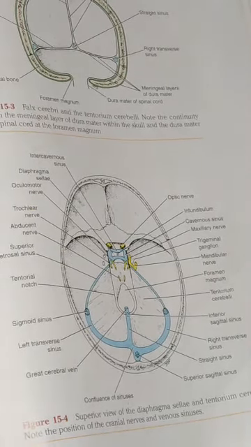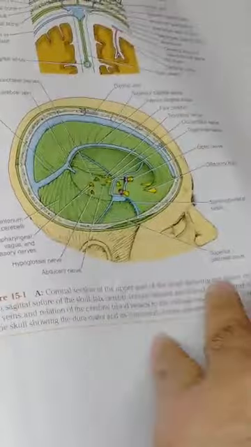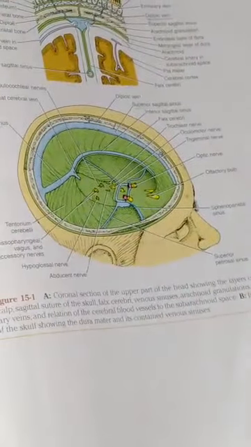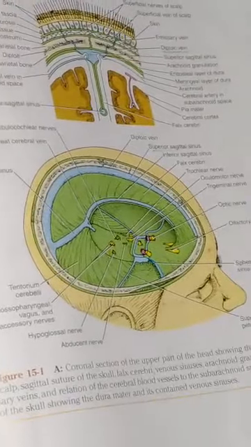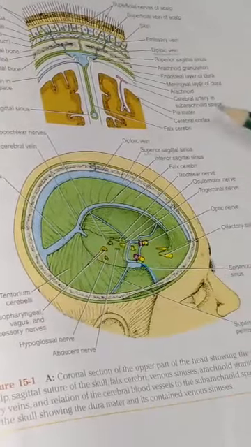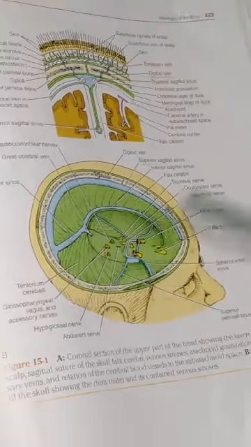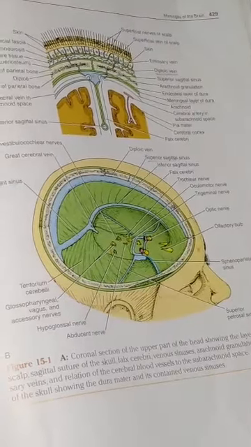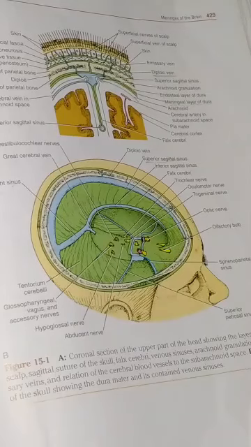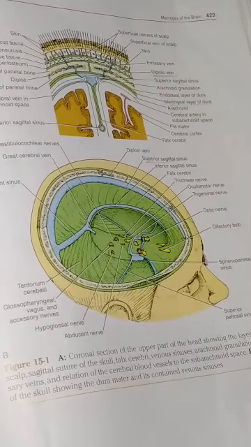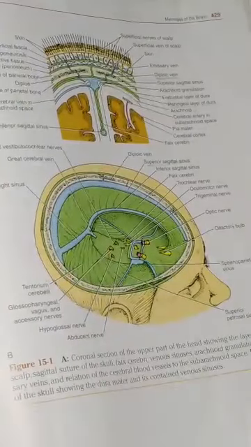Okay, now we'll take up another special structure derived from the dura mater, and that is the so-called tentorium cerebelli. As the name implies, it's a tent. A tent forms above the cerebellum. It's called tentorium cerebelli.